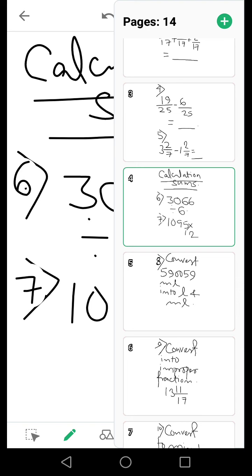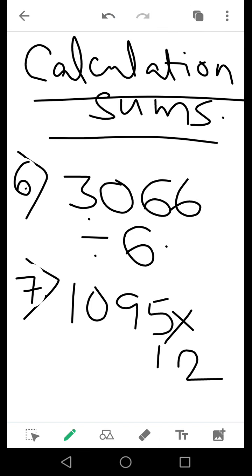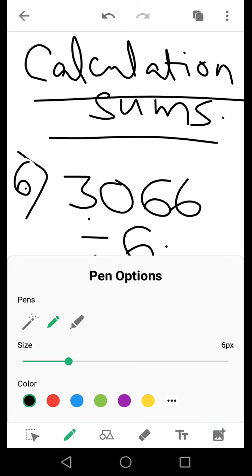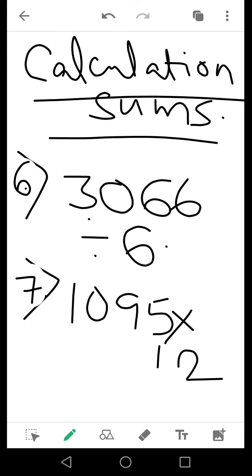Coming to calculation sums. Now, question number 6, 3066. Mind it, here you have to find the quotient and remainder. See, I am also marking over here Q and R. Quotient and remainder you have to find after dividing. Question number 7, you have to multiply 1095 by 12.